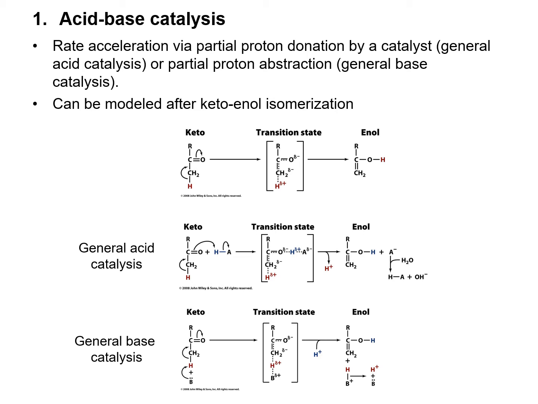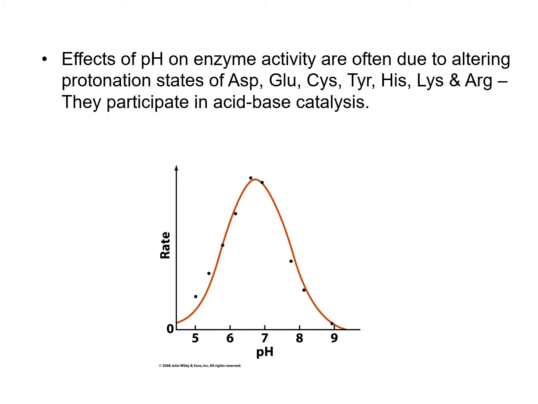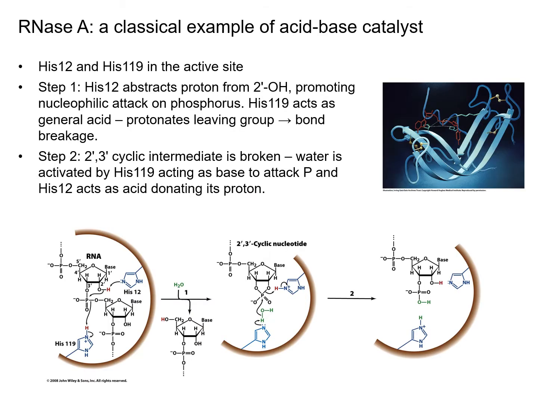And effects of pH on the enzyme activity are often due to altering the protonation states of amino acids such as aspartic acid, glutamic acid, cysteine, tyrosine, histidine, lysine, and arginine. And they participate in acid-base catalysis by having the peak activity or the rate at around pH 7. RNase A, which breaks down the RNA molecule, is a classical example of acid-base catalysis.